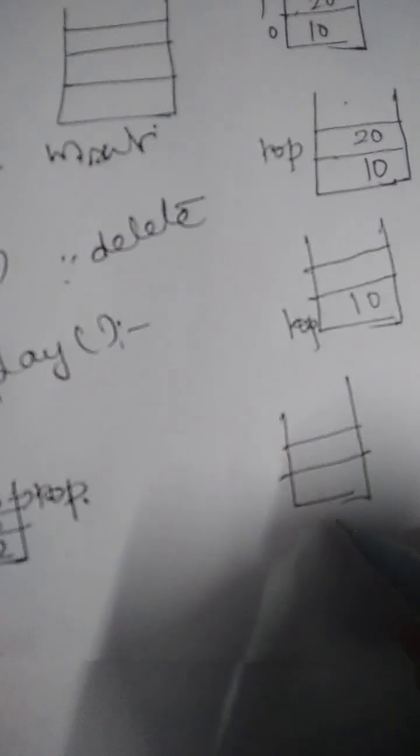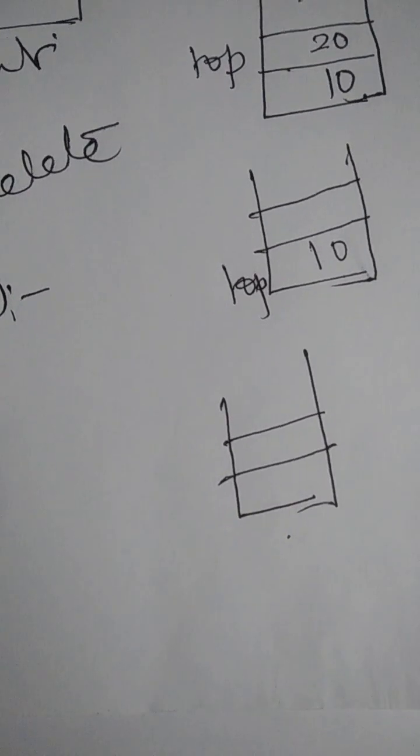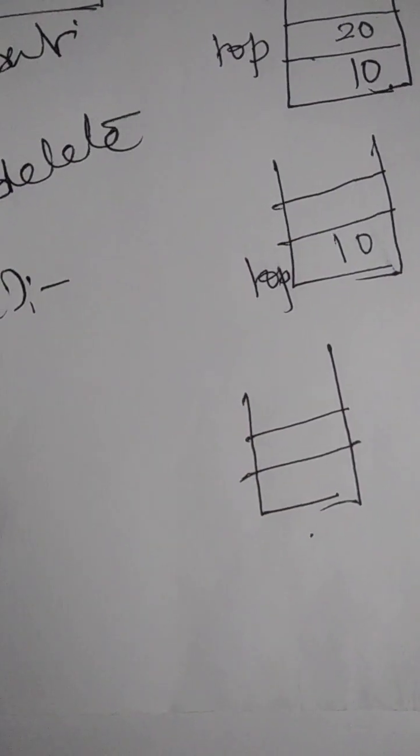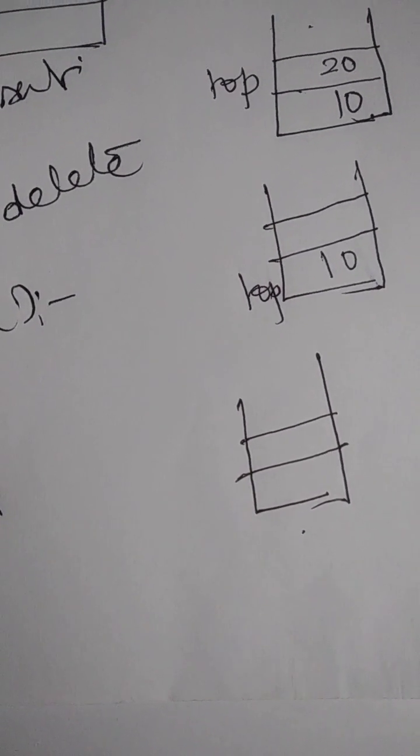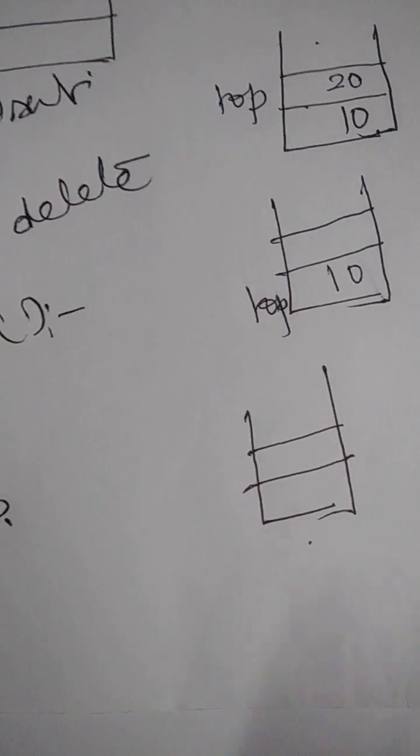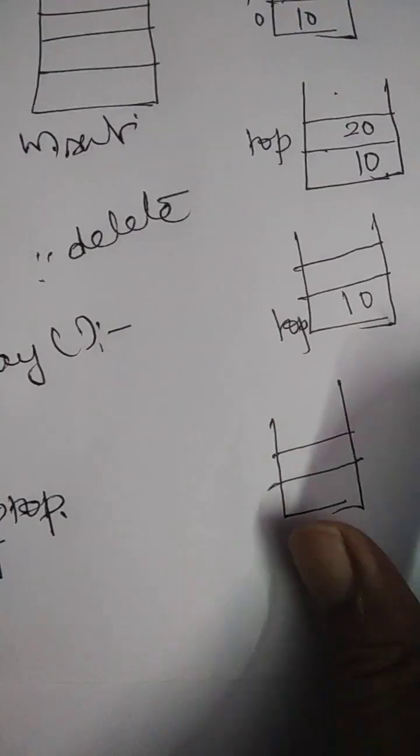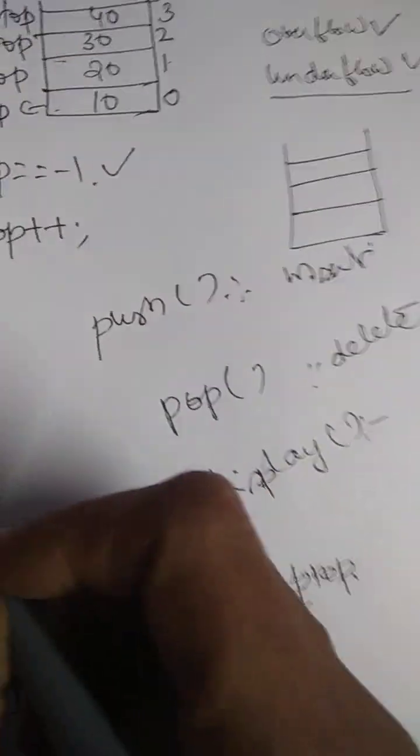So now the stack is empty. Now you can't delete any more elements from the stack. Now the stack is underflow. So here you have to check the two conditions. What two conditions? Whether the stack is overflow or not.